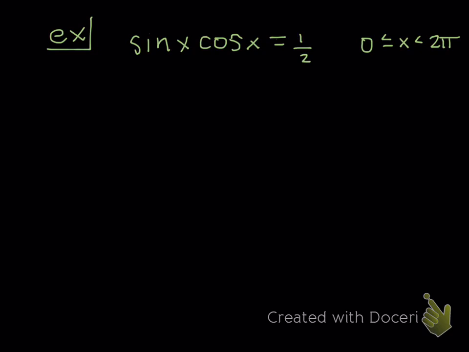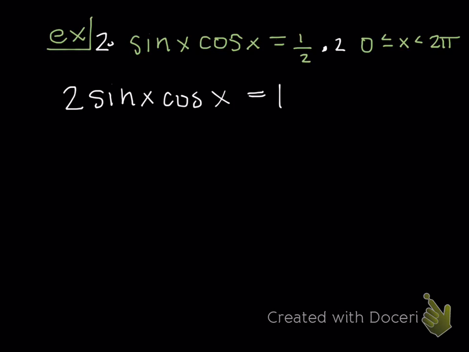So when I look at this problem, I can't FOIL, I can't factor. I have 2 different trig functions, but I don't know what to set them equal to because it's not equal to 0, so I can't split it up that way. So we're going to have to kind of get creative with our identities. So my first thing that I'm going to do is actually multiply both sides by 2. And when I do that, I get 2 sine of x cosine of x equal to 1.